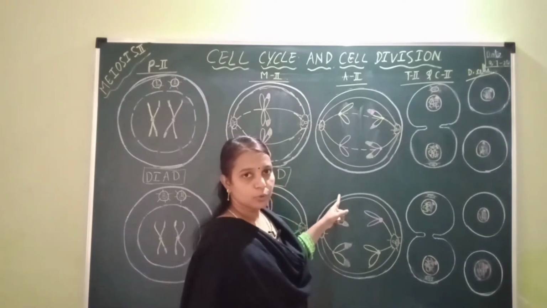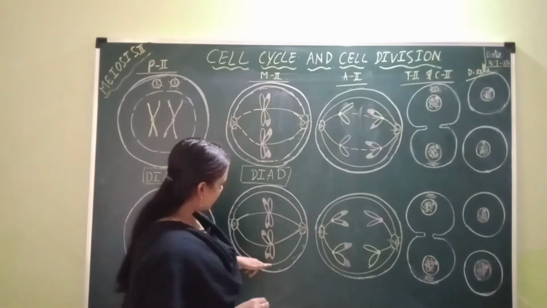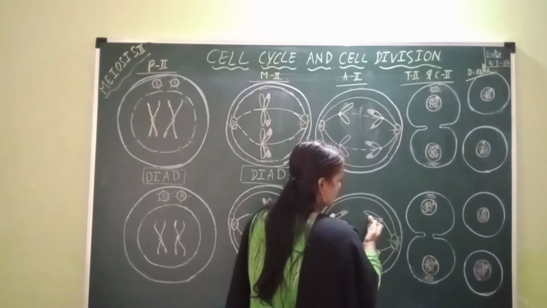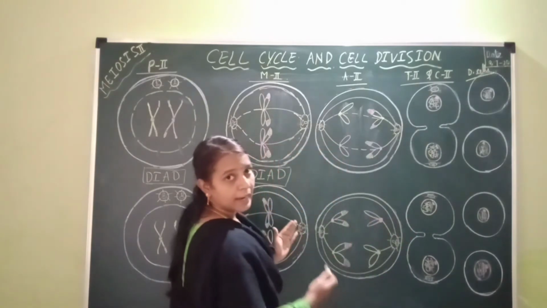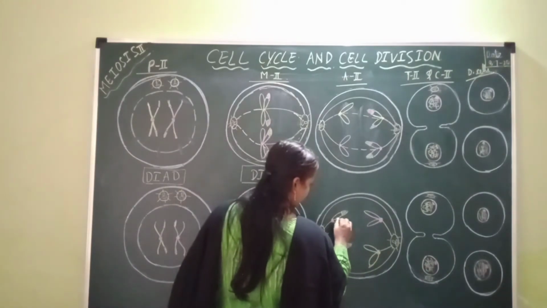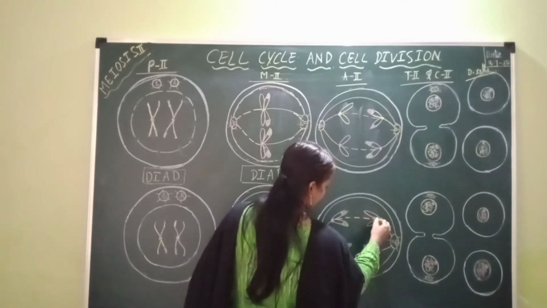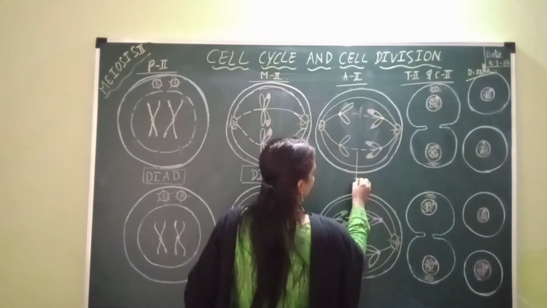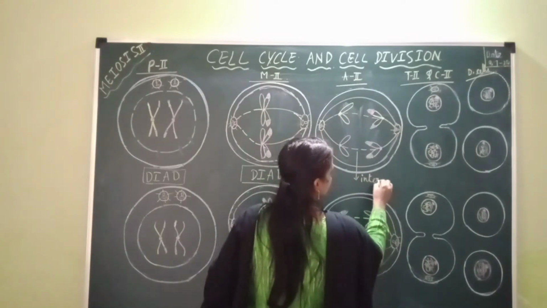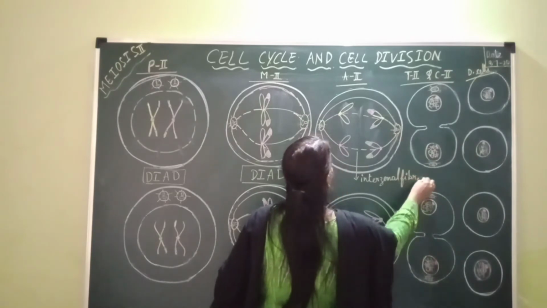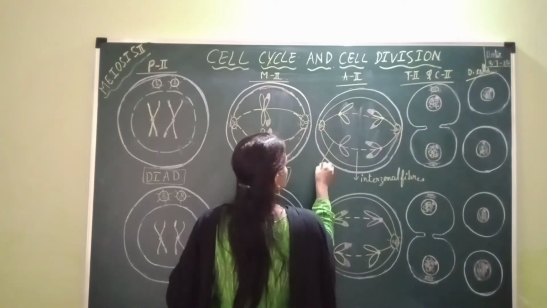So during Anaphase-II, at the beginning of Anaphase-II, the centromere splits. After splitting of the centromere, the chromatids of the chromosomes start separating from one another and they move towards two opposite poles of the cell. This movement of chromatids towards two opposite poles of the cell takes place with the help of interzonal fibers, and even chromosomal fibers. So these are interzonal fibers, these are chromosomal fibers.